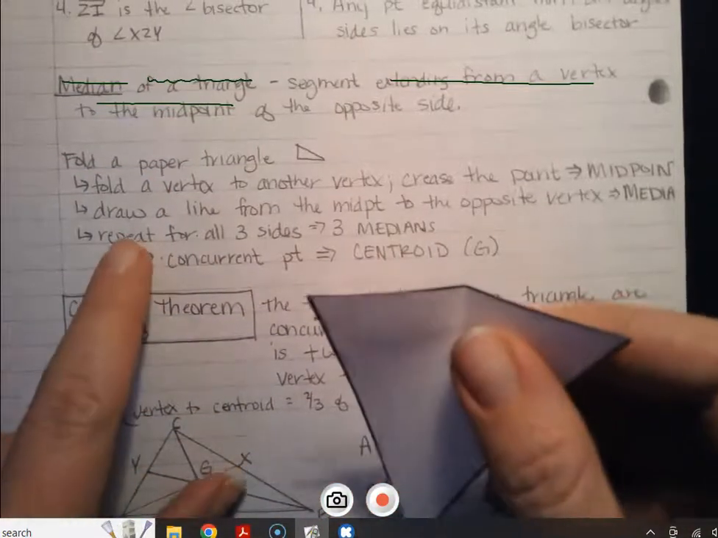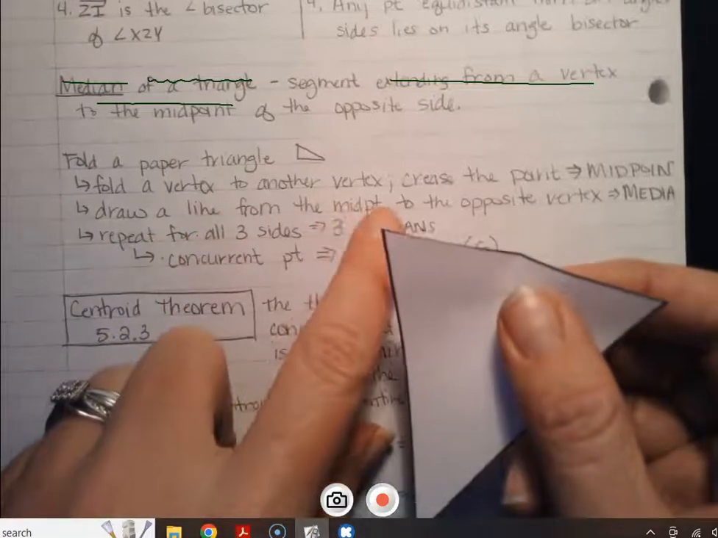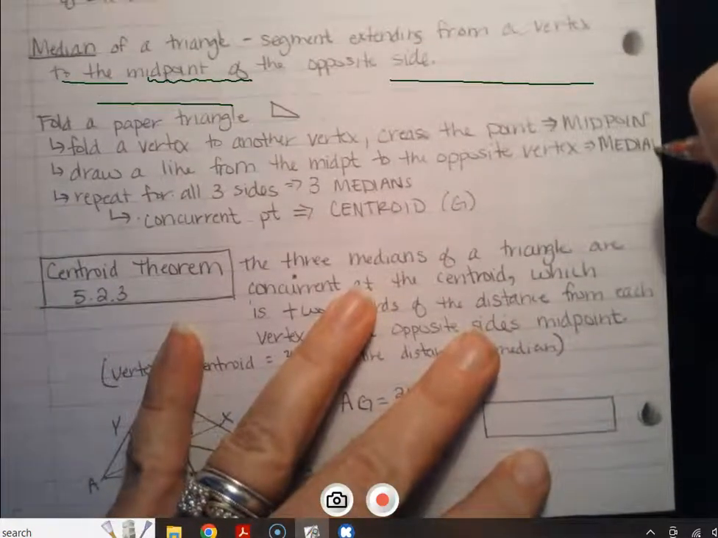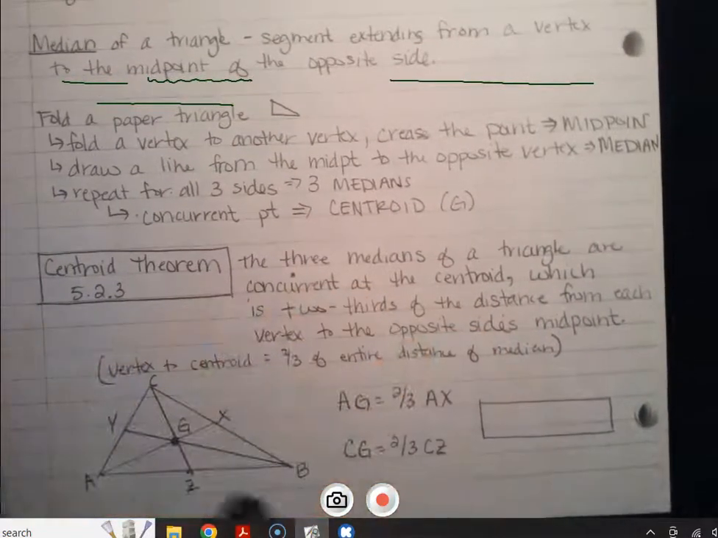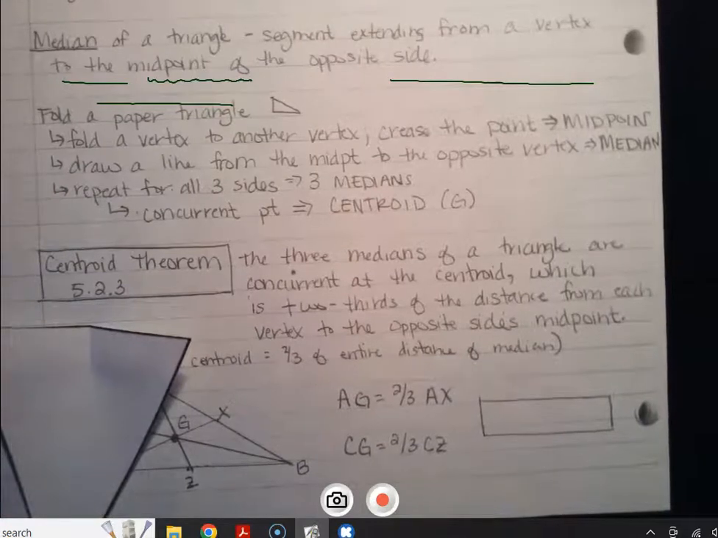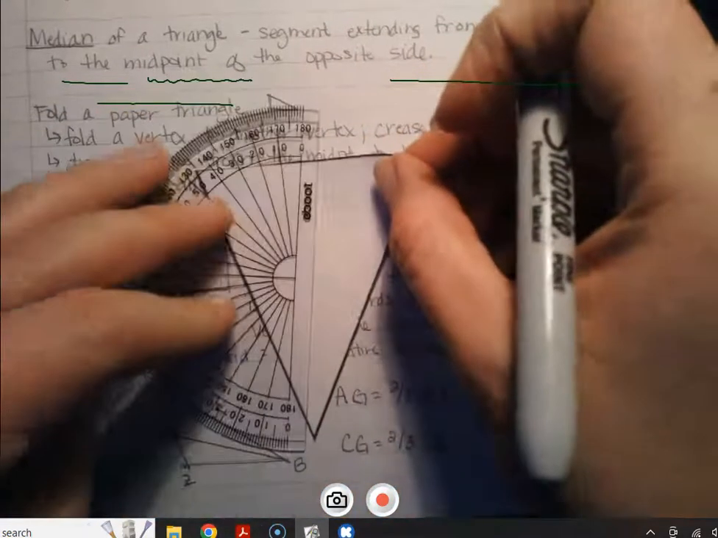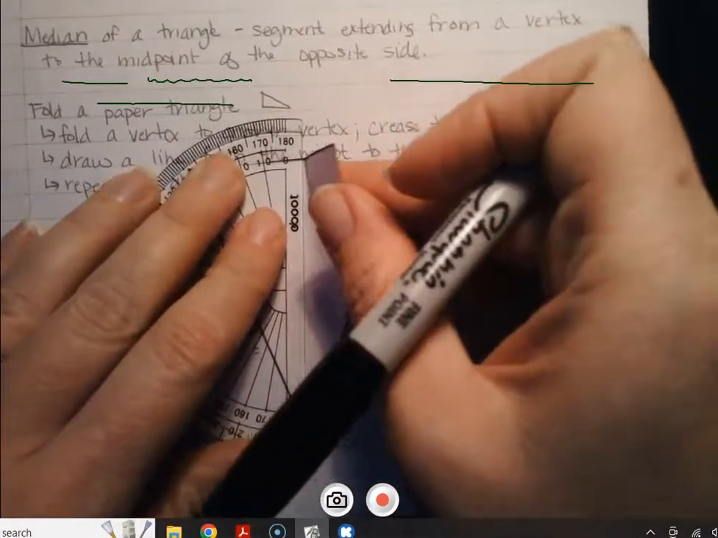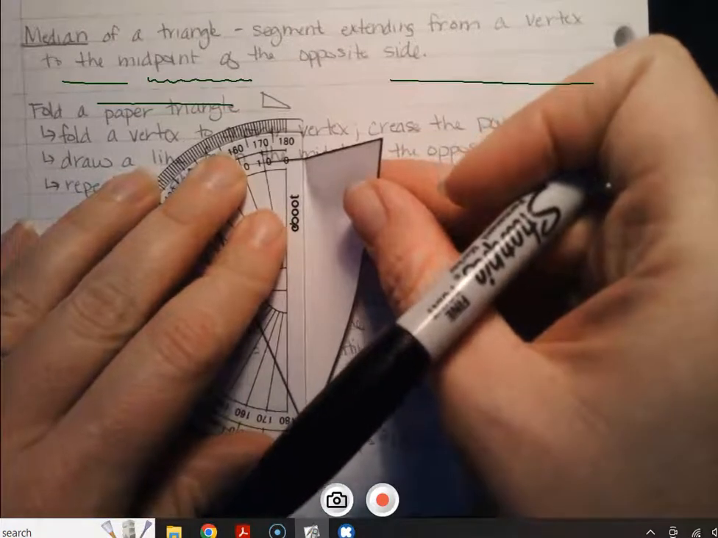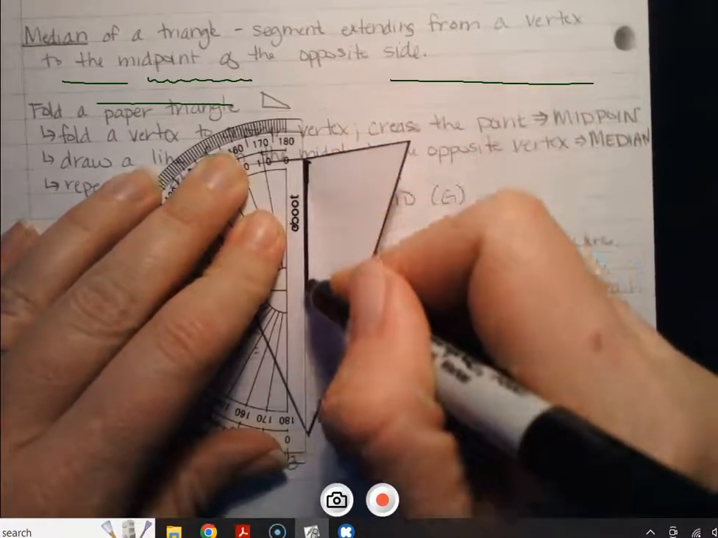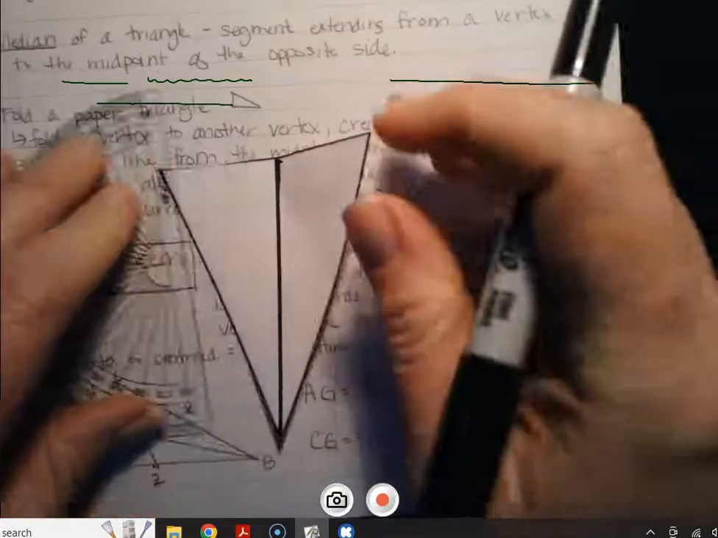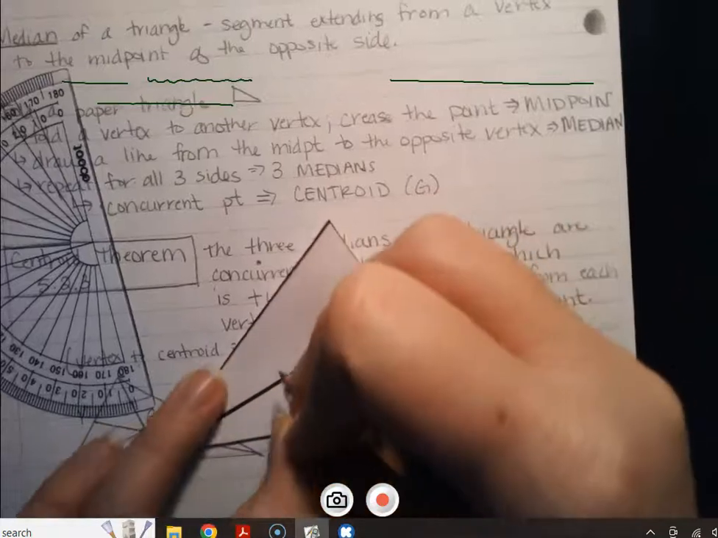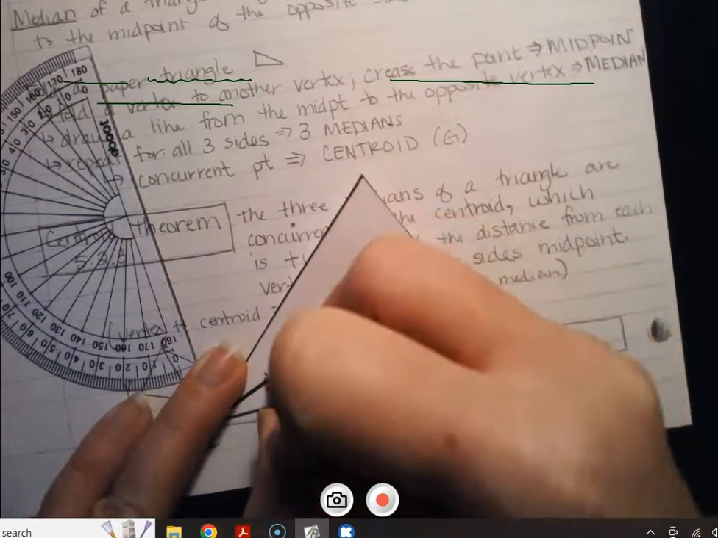Now we want to draw a line from the midpoint to the opposite vertex, and that is your median. That should have an N on it, it got cut off. So this is when you need that straight edge. You're going to draw a line from that midpoint. You might even fold your paper back up and line it up to your vertex. And that's your median. Okay, that's a median.